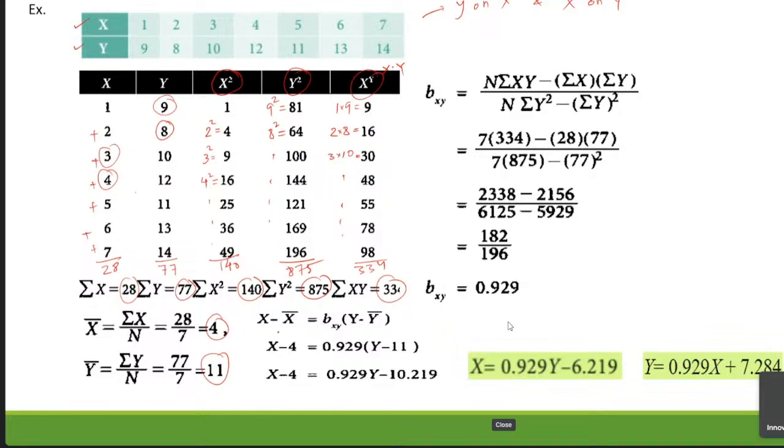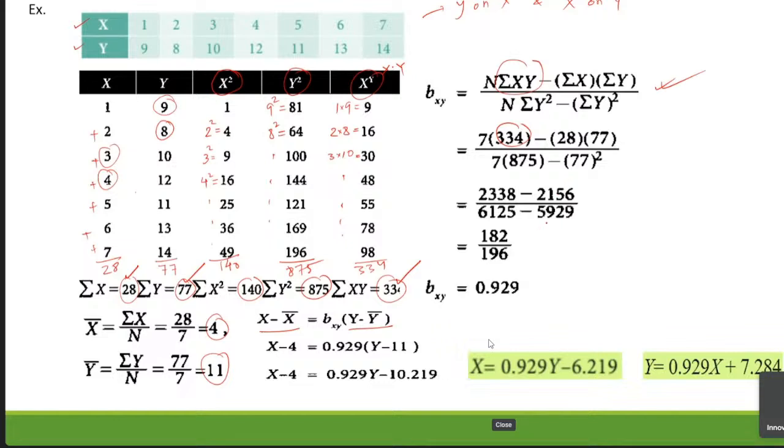Now here we have calculated one equation, which is the regression equation of x on y. According to our formula, it is x minus x bar equals bxy into y minus y bar. Now for the bxy formula, every term has already been calculated. Sum of xy is 334, sum of x is 28, sum of y is 77, and n is 7. Similarly, sum of y square and sum of y whole square. Everything can be calculated from the table only.